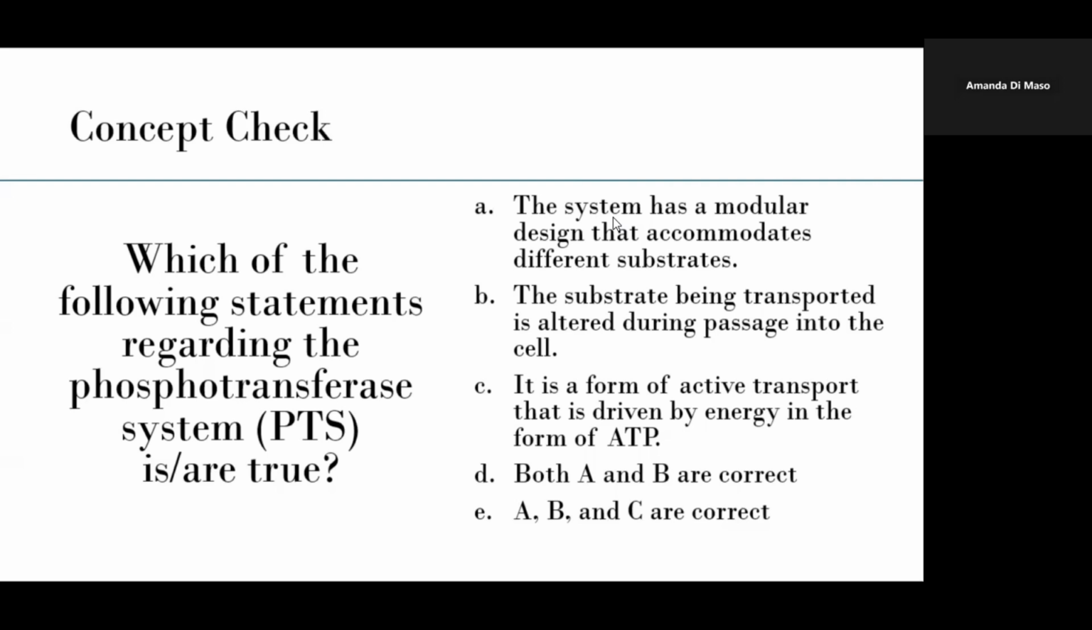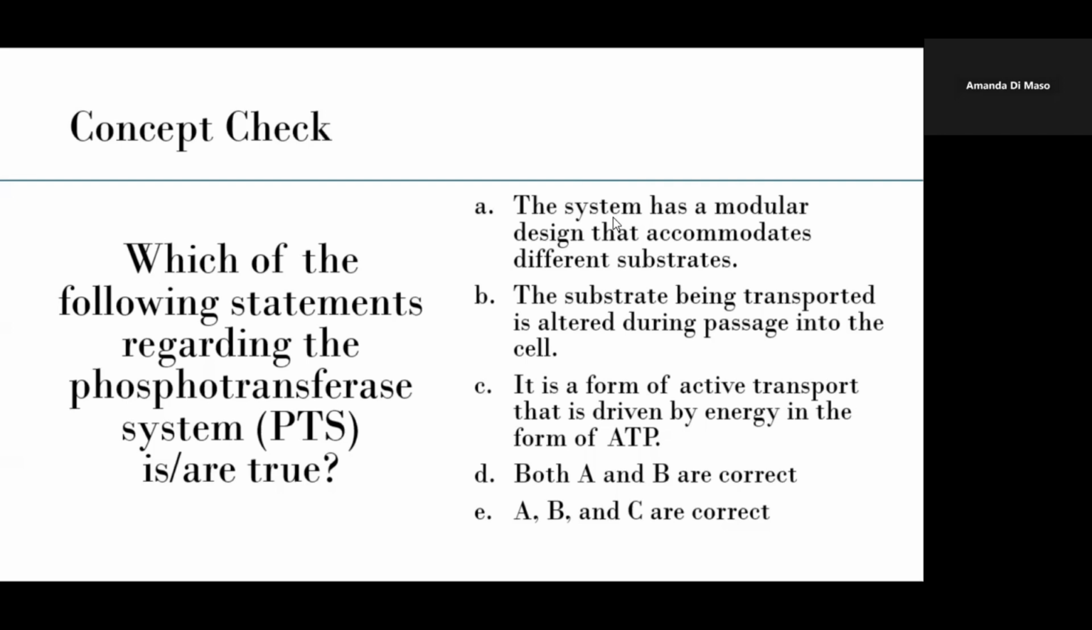We'll break it down together. Okay. So A says the system has a modular design that accommodates different substrates, different sugars. Is that true? Yes. We can use it for glucose, we can use it for mannitol, we can use it for lactose, all those different things. True. The substrate being transported is altered during passage into the cell. Is that true? Yeah, we're adding that phosphate to it while it's being transferred.